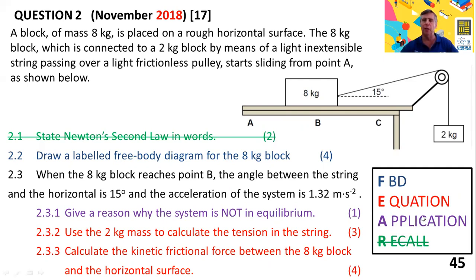Now, let's start off by dealing with the application questions, which require us to have some understanding of the system. It says when the 8-kilogram block reaches point B, angle is 15 degrees, and the acceleration of the system is 1.32 meters per second squared. Give a reason why the system is not in equilibrium. It's only 1 mark. That must be simple. Well, an equilibrium system with no net force will have no acceleration. So you simply need to say in words that the acceleration is non-zero, therefore the system is not in equilibrium.